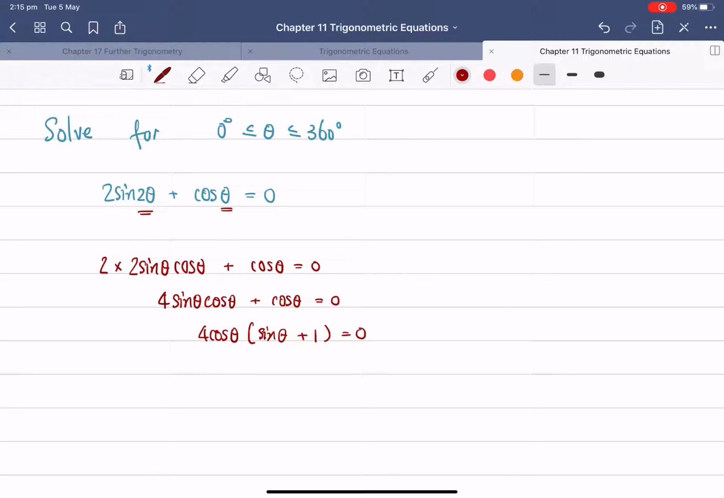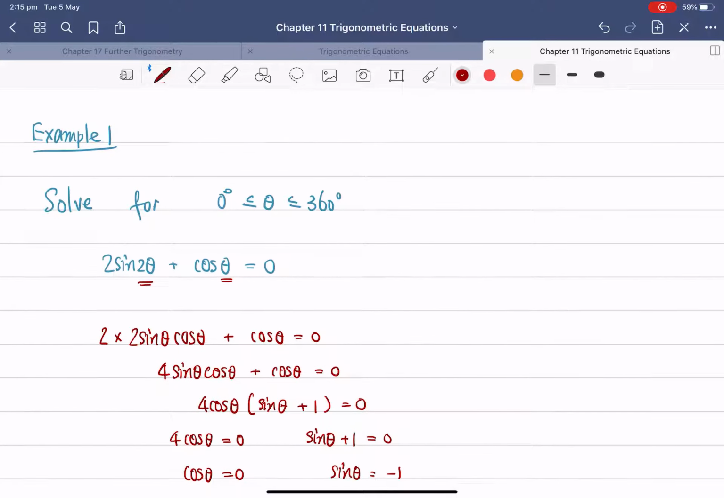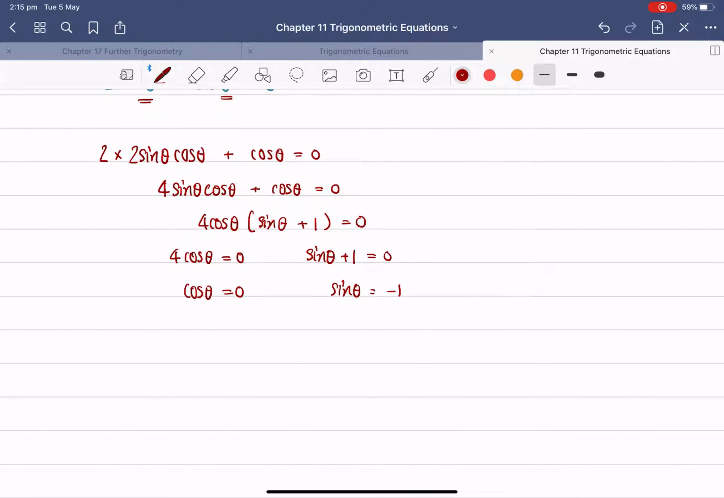So, all right, I hope you guys will know how to do those questions here now. Once you get to this point, we just let 4 cosine theta equal 0, and sine theta plus 1 equal 0. That gives you cosine theta equals 0, sine theta equals minus 1. After that, you can use your calculator to work out the answer. But remember, the domain is between 0 and 360 degrees. This is very important that you guys need to remember.